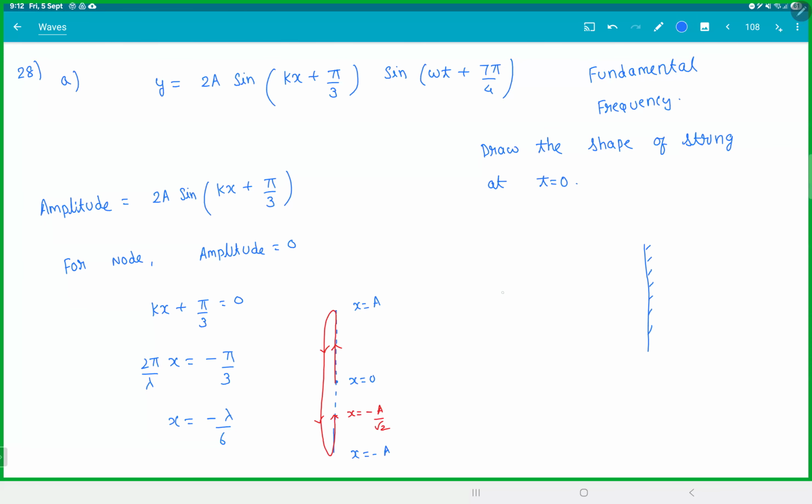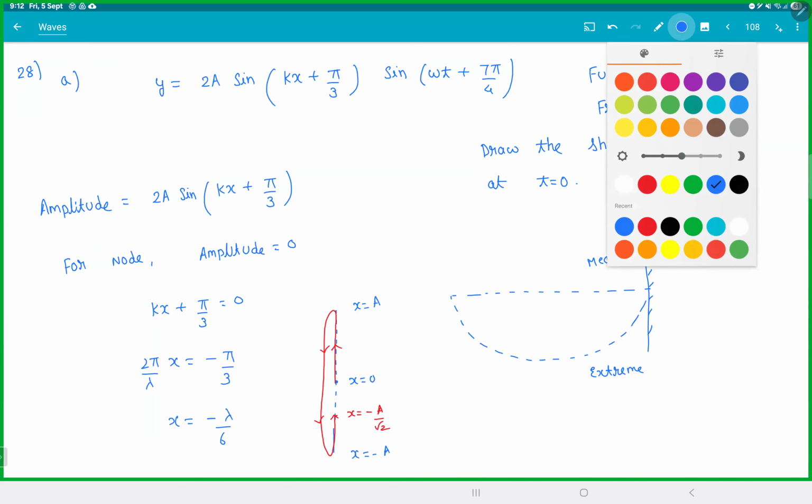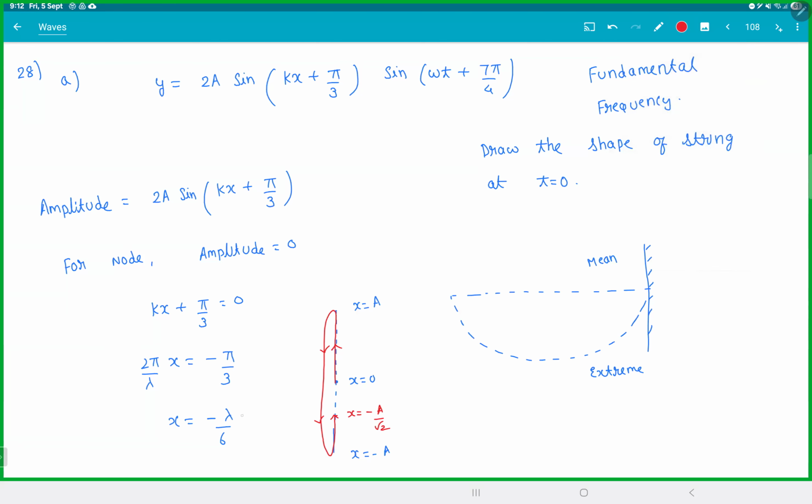So if your string, this is your mean position, this is your extreme position, your string is in the lower half of the loop. And where is the origin? Origin is somewhere, but look at this position here. This is the position of the node. Meaning your node is here, x is equal to minus lambda by 6. Your origin is somewhere here, x is equal to 0. Your antinode is somewhere here. And this guy is x is equal to lambda by 3, because the total distance has to be lambda by 2. So the meaning of this is from the origin, lambda by 6 behind, there is a node, isn't it?